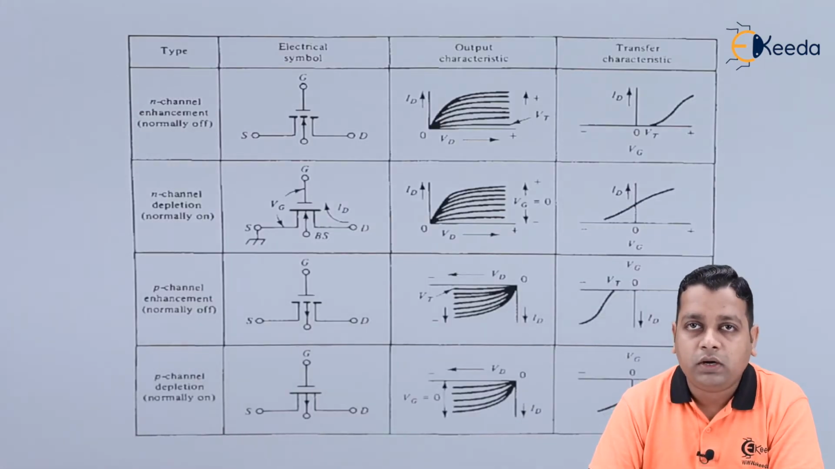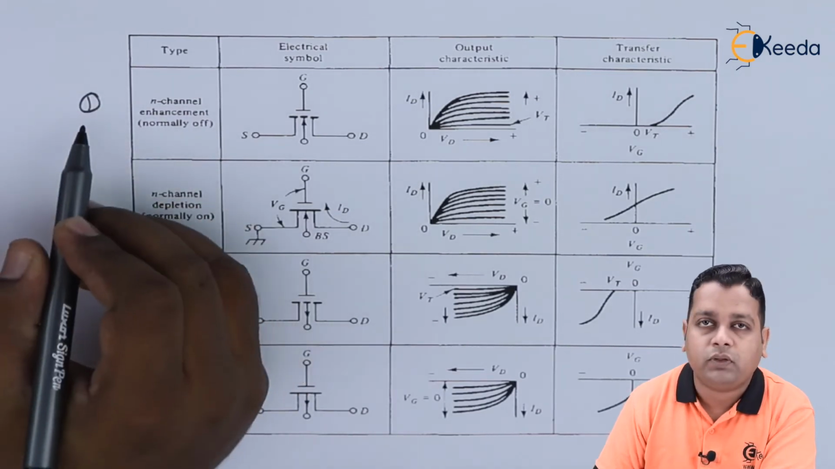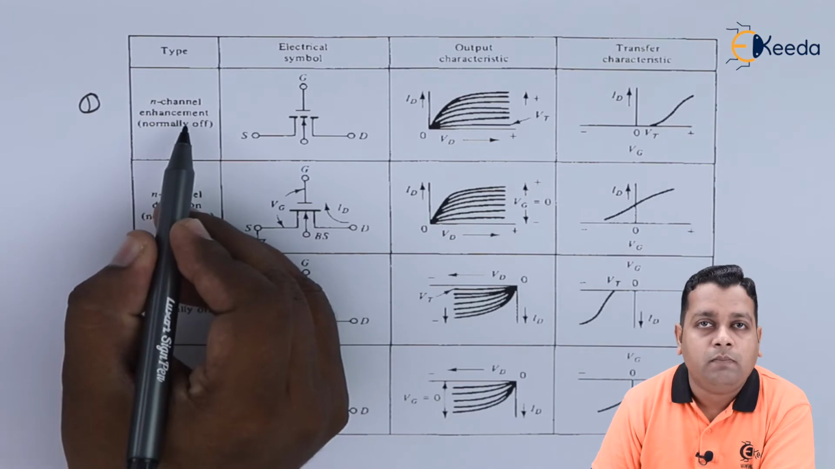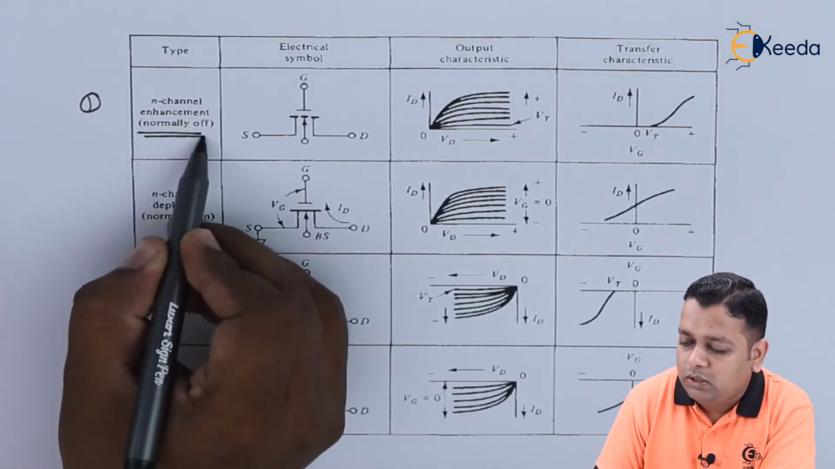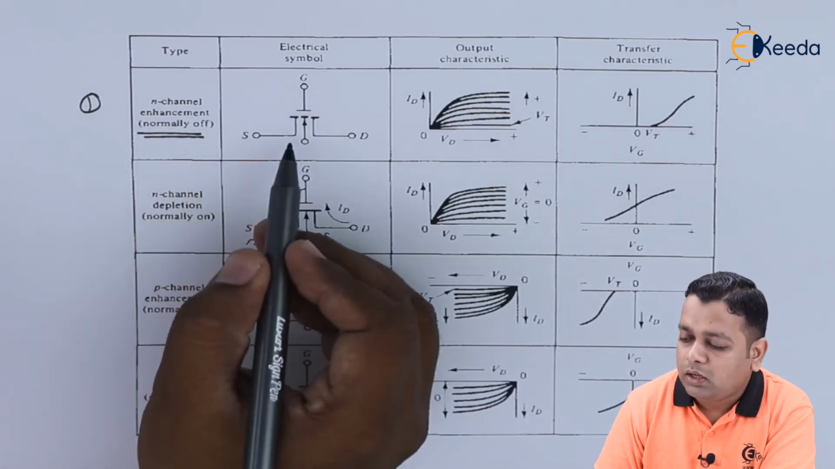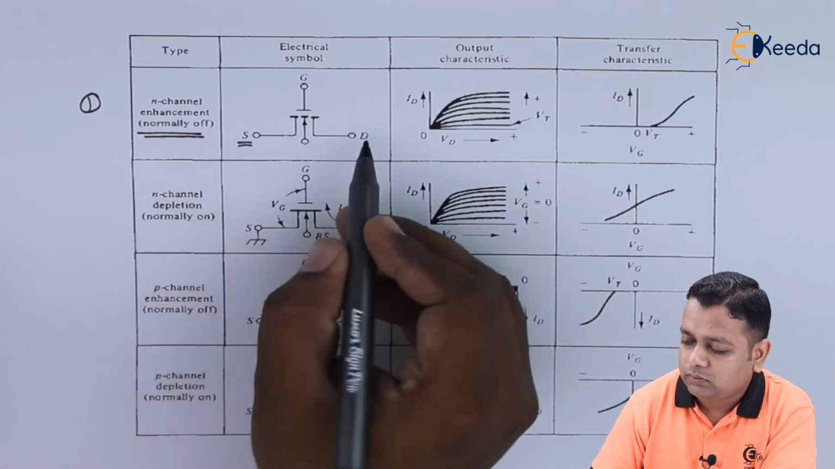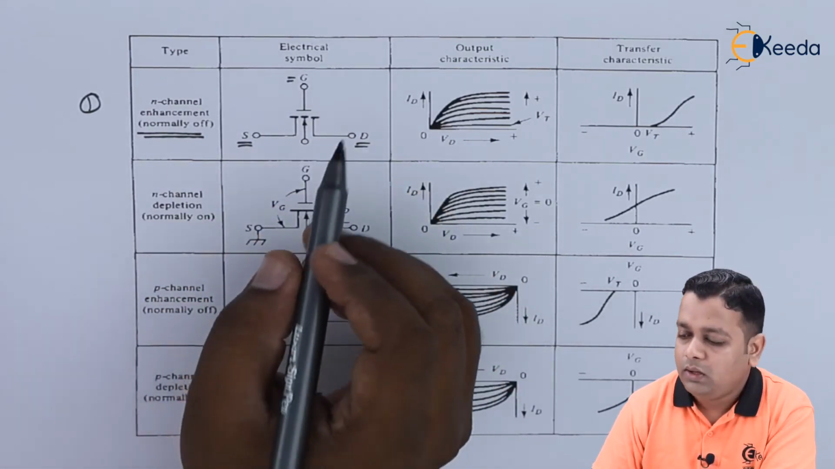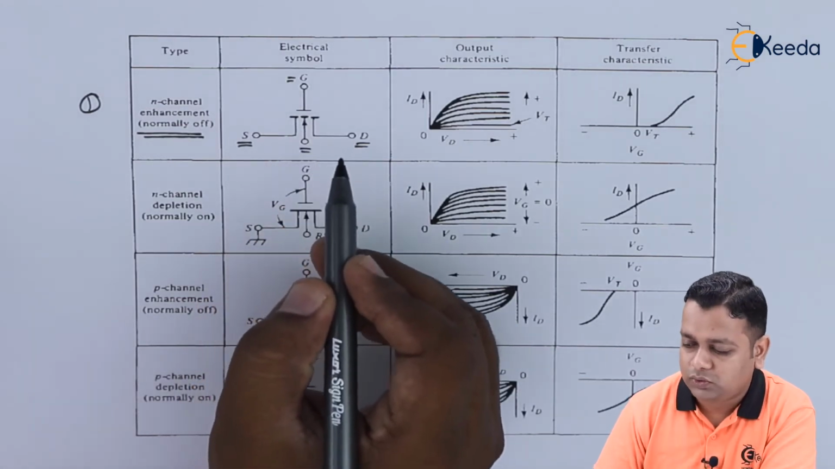So here we have one tabulation. In the tabulation we go for the first type, that is having the N channel enhancement type of the metal oxide semiconductor field effect transistor, which is normally into the off condition here. The corresponding symbol with respect to the terminals source, drain and the gate are provided here. Whereas this is the fourth terminal with respect to the substrate that we have shown here.